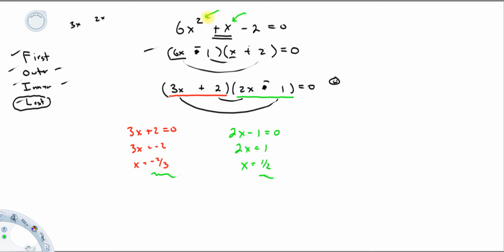But anyway, factoring can be a little bit of a pain, no doubt, particularly when this number up front gets kind of large. This is the method I tend to choose. Just look at the possible factors, in this case 6x and 1x, or 3x and 2x, and start giving it a try. I hope that this helps.